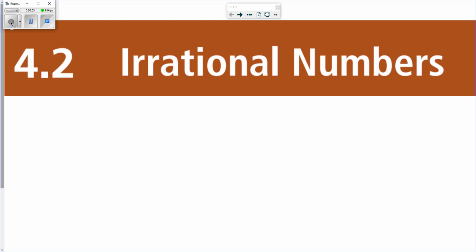All right, in topic 4.2, we'll take a look at irrational numbers. In previous math classes, you've talked about rational numbers. Now we're going to move up and take a look at irrational numbers.